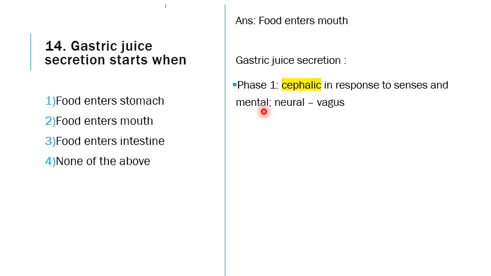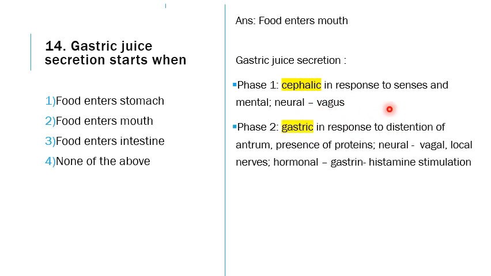Even in salivation, we may feel it in the stomach also a little. About 20% of the total gastric juice secretion will start by this time itself. So before the food enters the stomach, the gastric juice will be secreted in response to our senses, like hearing or seeing, and mentally by thinking about it. This is mainly controlled by the vagal nerve.